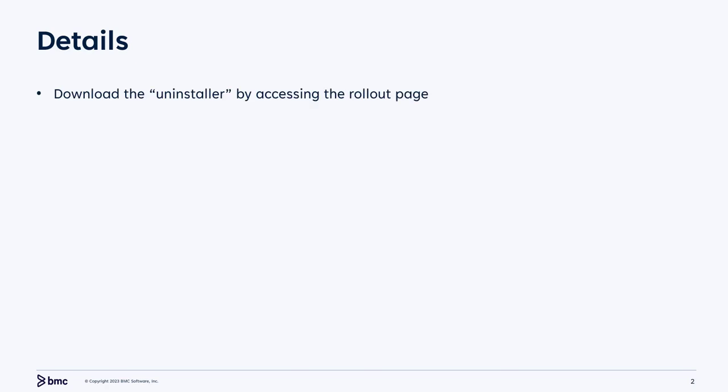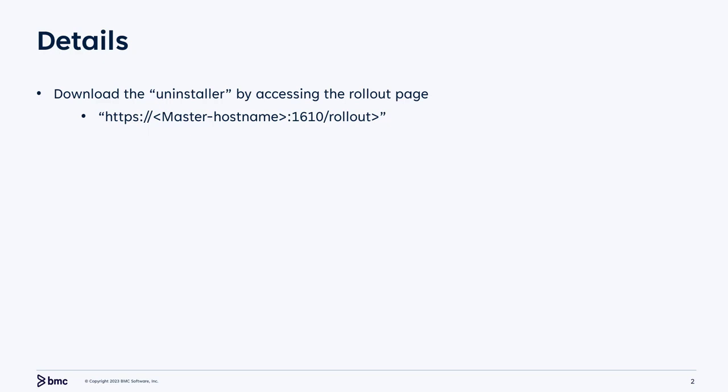We will first start by downloading the uninstaller by accessing the rollout page. In order to do so, you could access any of the managed devices, go to the browser, and type https://hostname of the master:1610/rollout.